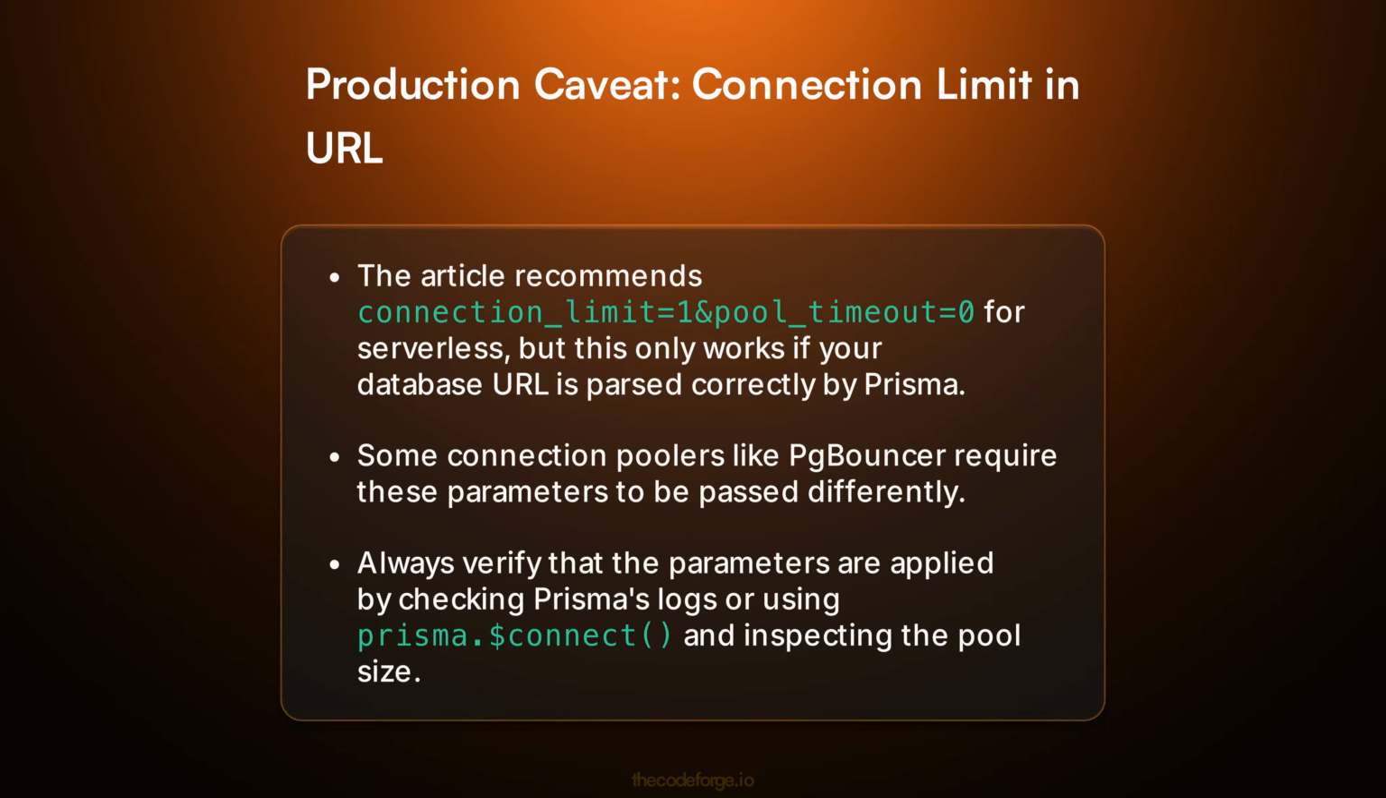Some connection poolers like PgBouncer require these parameters to be passed differently. Always verify that the parameters are applied by checking Prisma's logs or using Prisma $connect and inspecting the pool size.